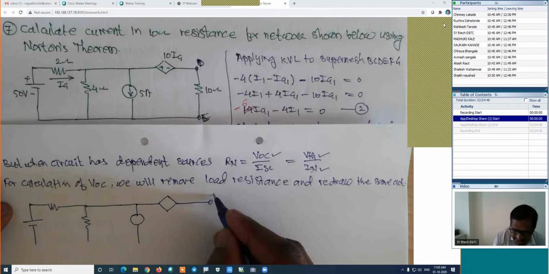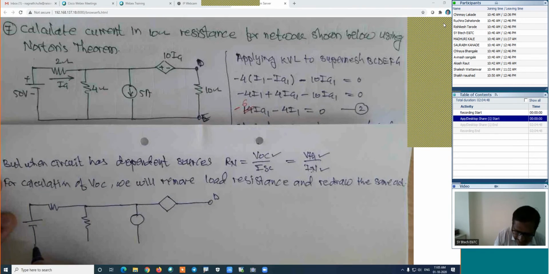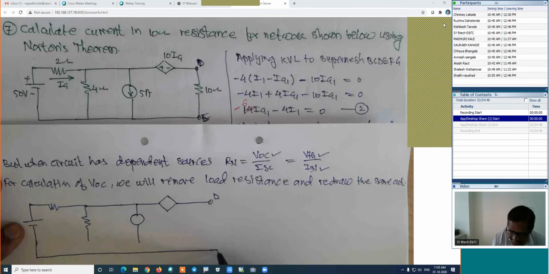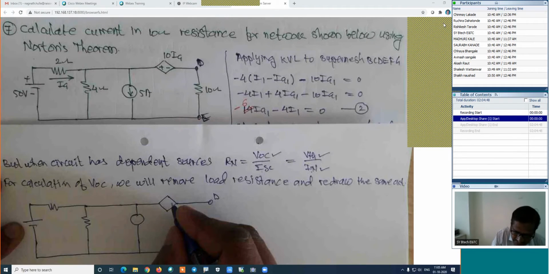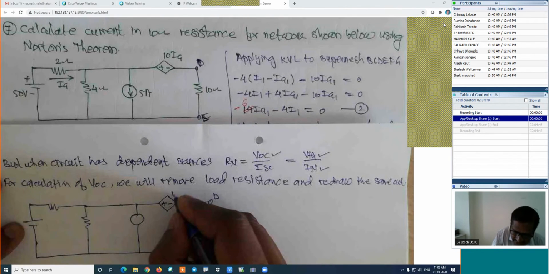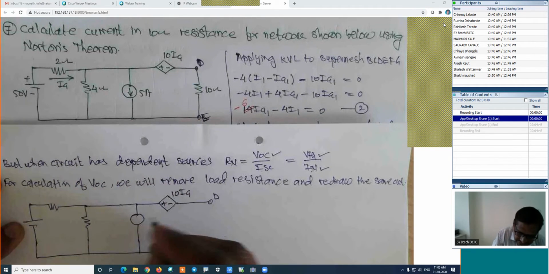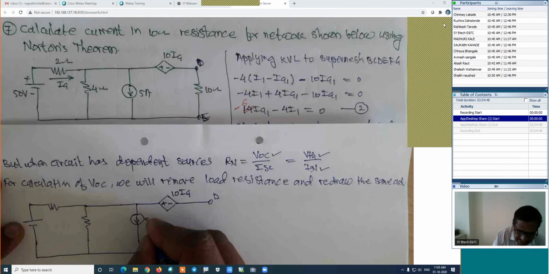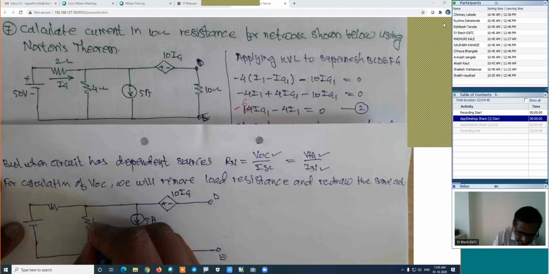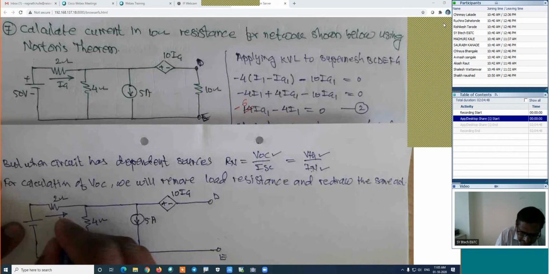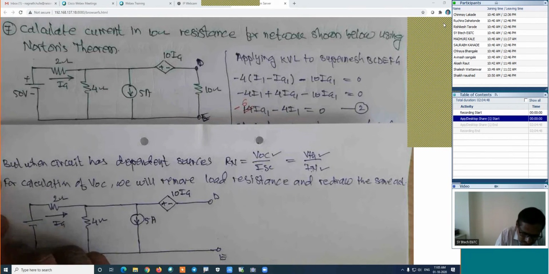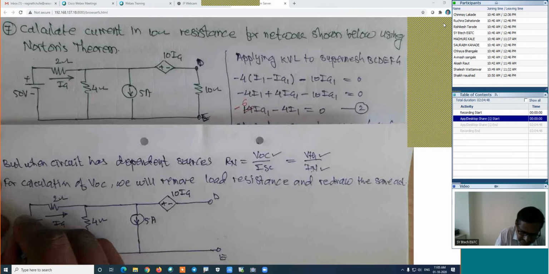This is D point, and in this particular case, this point is the E point. We are just removing the load resistance and keeping this terminal open. This is plus minus. This is 10 into IA. This is downward, which is 5 amperes. This is 4 ohm. It is 2 ohm. And this current is the IA. And here, this voltage is the 50 volt with plus and minus.